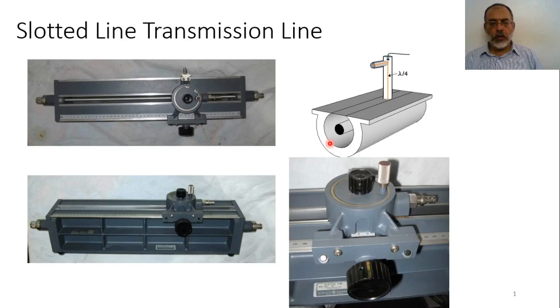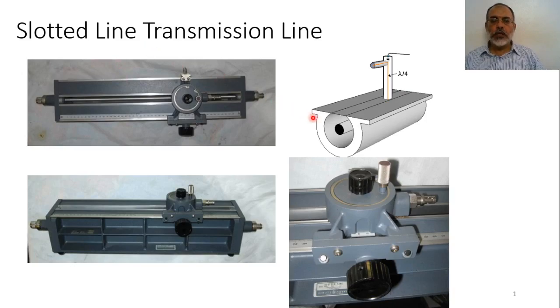And from lambda, we can determine the frequency, because lambda is related to the frequency as c over f, and c is constant. So in this case, we can also measure the operating frequency from the standing wave pattern. This can be done by using an apparatus called a slotted transmission line.